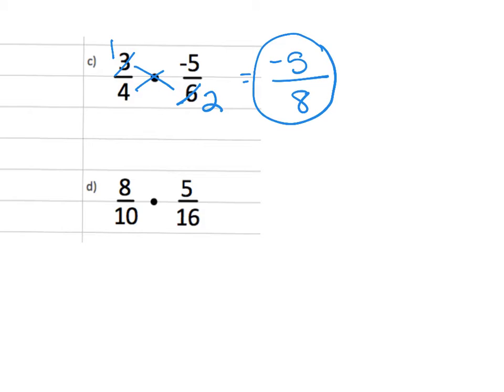Okay, let's go ahead and do it. 5 and 10, both divided by 5. 5 divided by 5 is 1. 10 divided by 5 is 2. 8 and 16. 8 divided by 8 is 1. 16 divided by 8 is 2. Multiply across the top. 1 times 1 is 1. 2 times 2 is 4. My answer is 1/4. Hopefully you got the same thing.